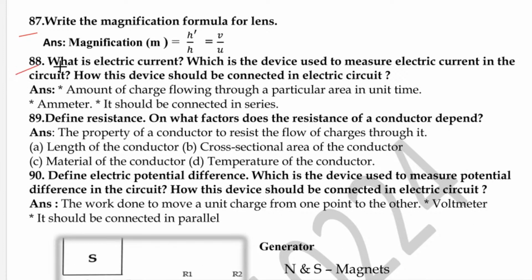Next one. What is electric current? Which is the device used to measure electric current in the circuit? How should this device be connected in an electric circuit? Amount of charge flowing through a particular area in unit time is known as electric current. The device which is used to measure electric current in the circuit is ammeter. It should be connected in series.